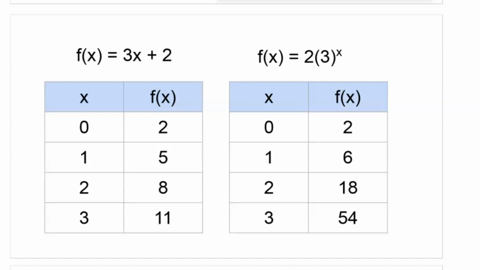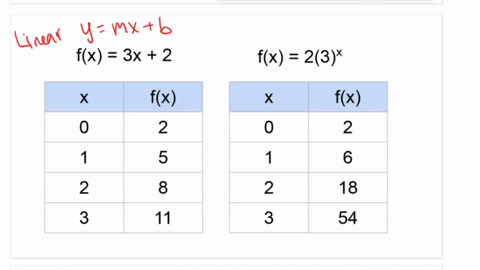Now here I have the two equations for these tables. So the first one that's adding by 3 every time, the equation is f of x equals 3x plus 2. And that might look familiar. Maybe you've learned about y equals mx plus b. That would be a linear equation. So that's a linear equation where we are adding the same number every time.